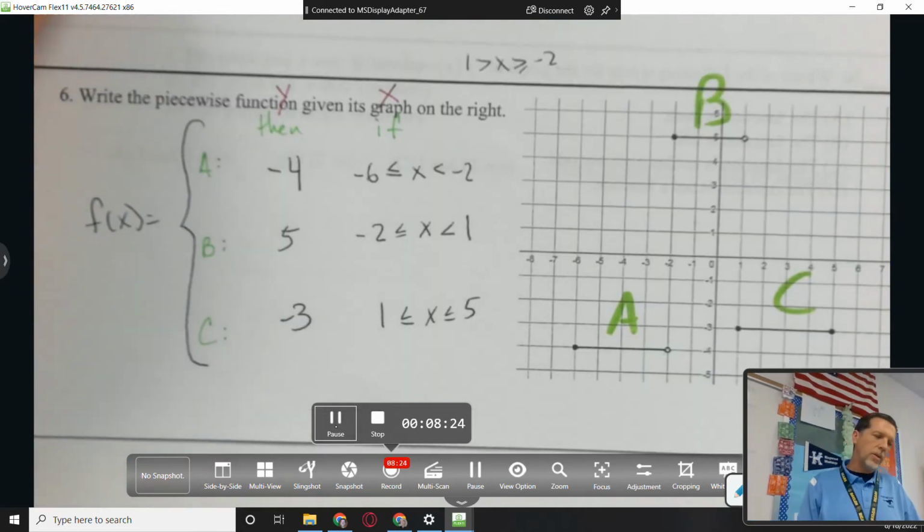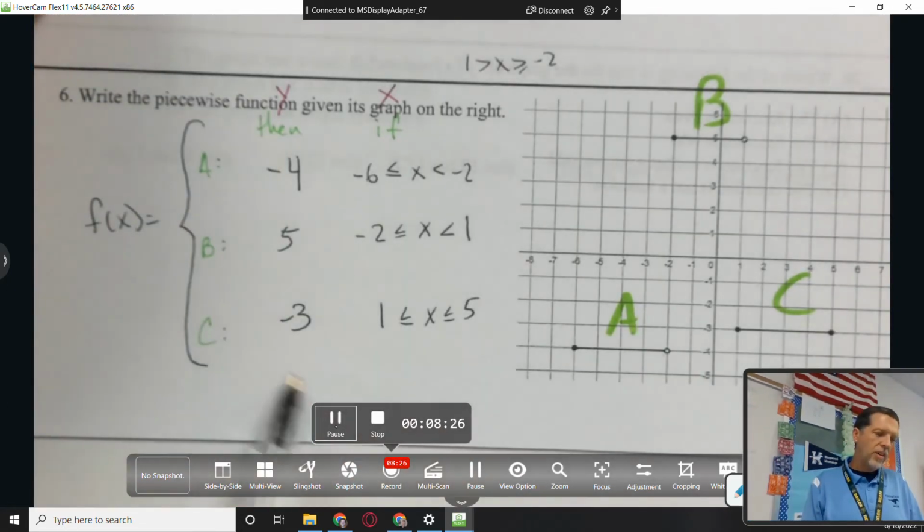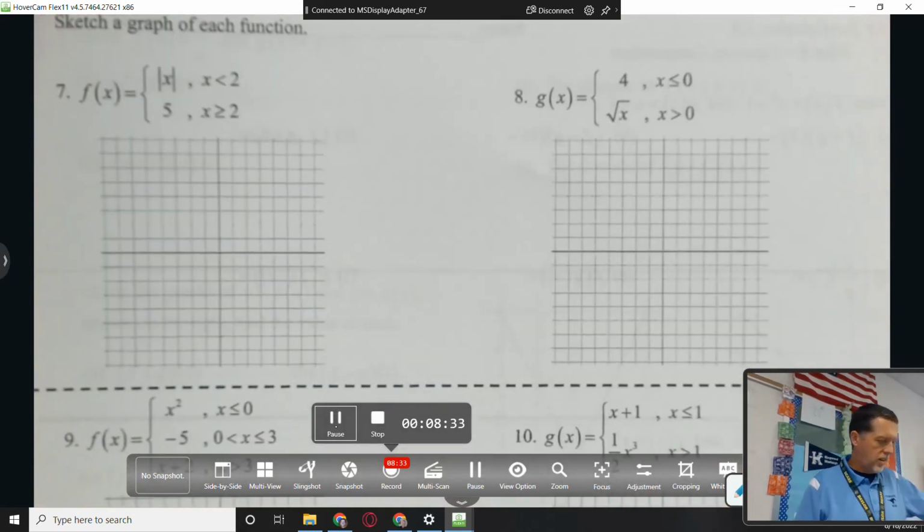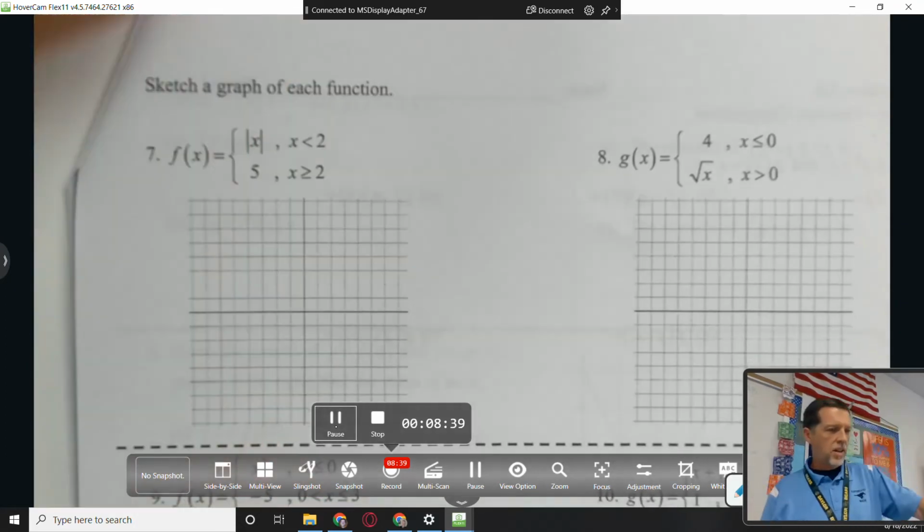So there's the rest of that function. Hopefully you got all those pieces right. All right, let's look at some graphs. Number 7.